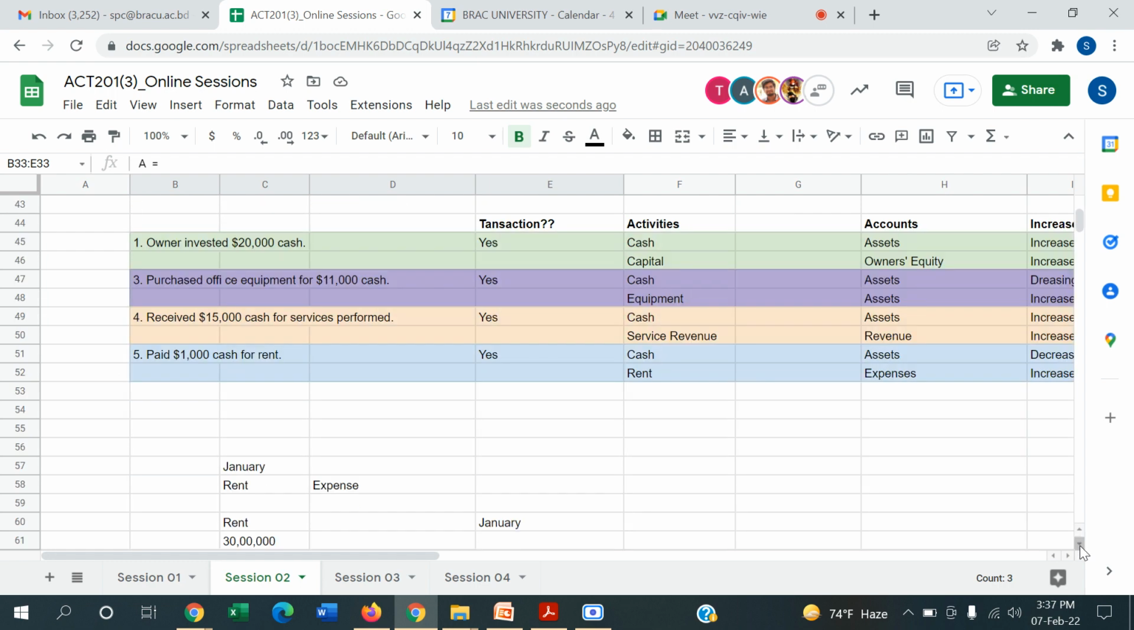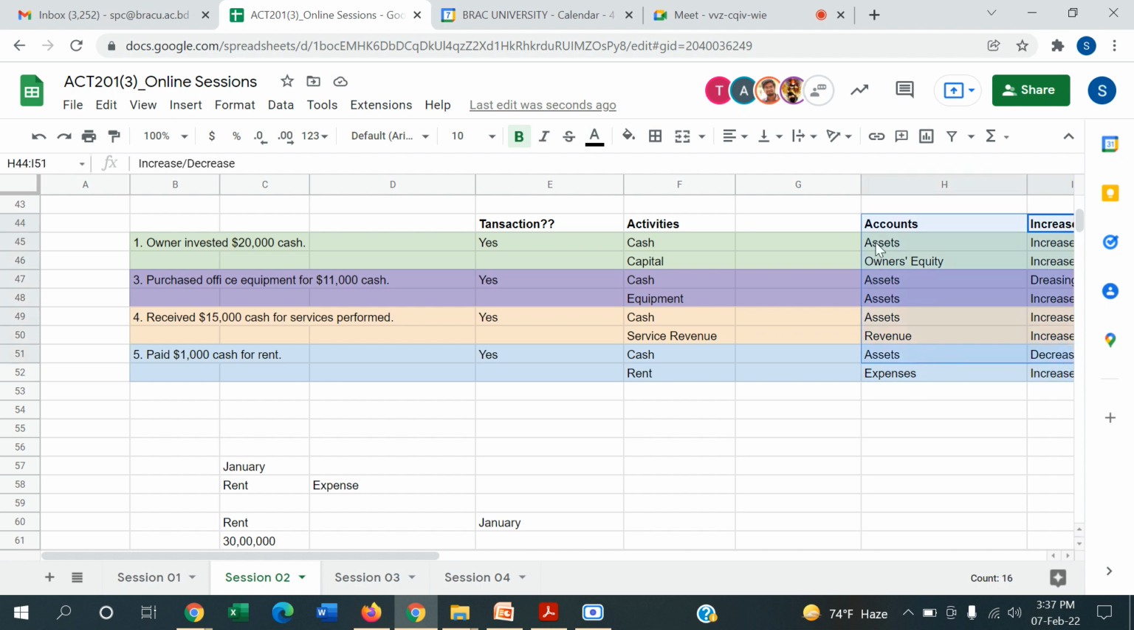After identifying these criteria, we focused on how we can analyze a transaction. Basically, it's an identification part. In the last sessions, some activities were given. You try to identify whether it's a transaction or not. Then you identify what activities are related with the transactions, what types of accounts these are, and how they are changing.